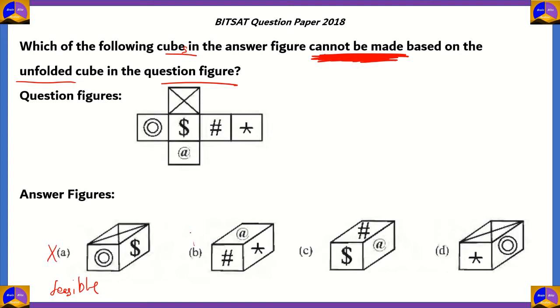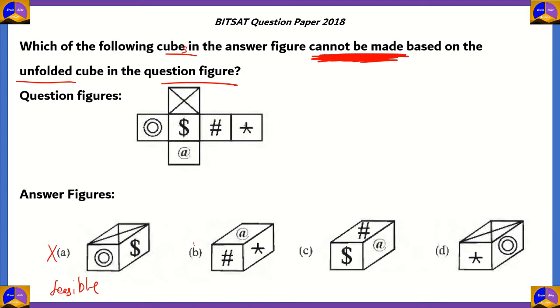What about option D? Well, option D has the cross at the intersecting lines at the top, it has the concentric circles on the right, and it says that the asterisk, the 5-pronged asterisk, will be in the front. So even that is possible, because once we fold this net, the cross is at the top, the @ symbol is at the bottom, and then the dollar is at the front, so the hashtag is at the right, the concentric circles is at the left, and the 5-pronged asterisk will come behind.